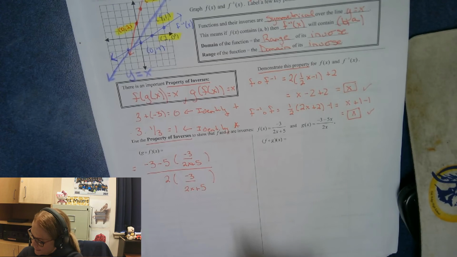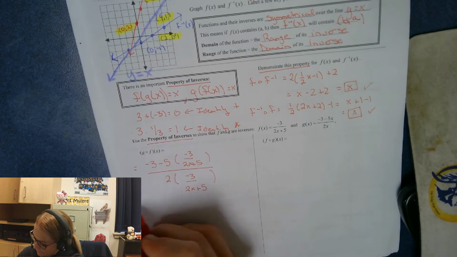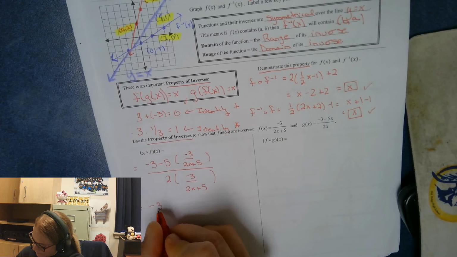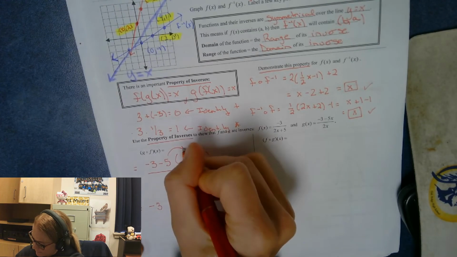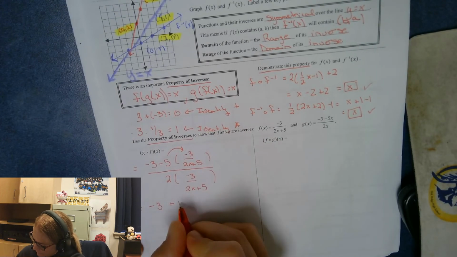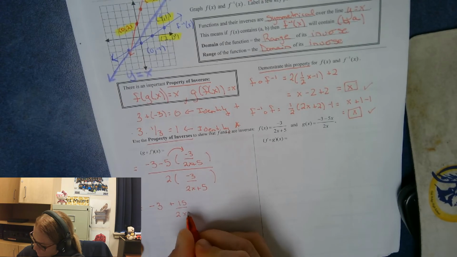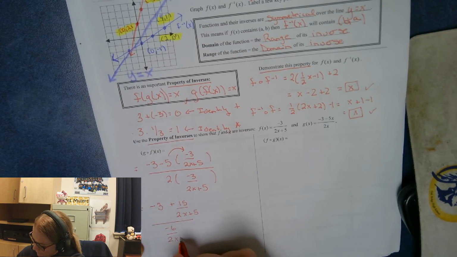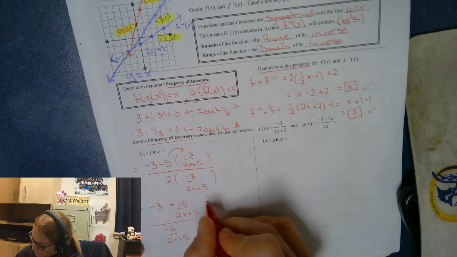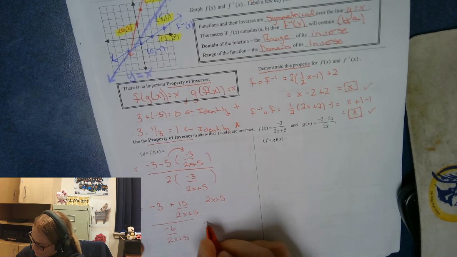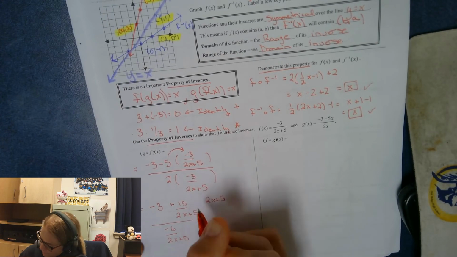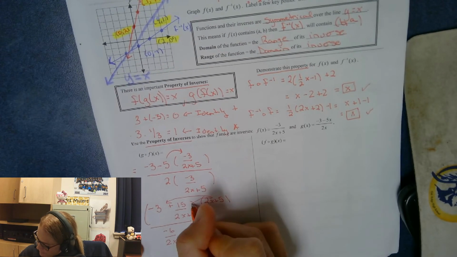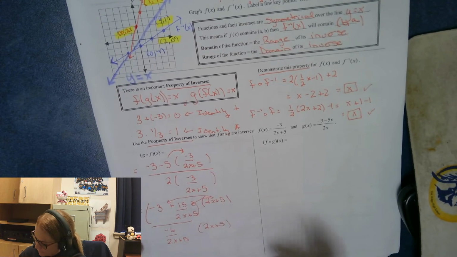So let's get rid of, well, I don't know. Let's see, what do we want to do here? Let's maybe do negative 3, and let's get this going. This will be plus 15 over 2x plus 5, and then this will just be negative 6 over 2x plus 5. Okay, so let's multiply by 2x plus 5 over 2x plus 5. So this whole thing will distribute here and here, and then just to that negative 6.